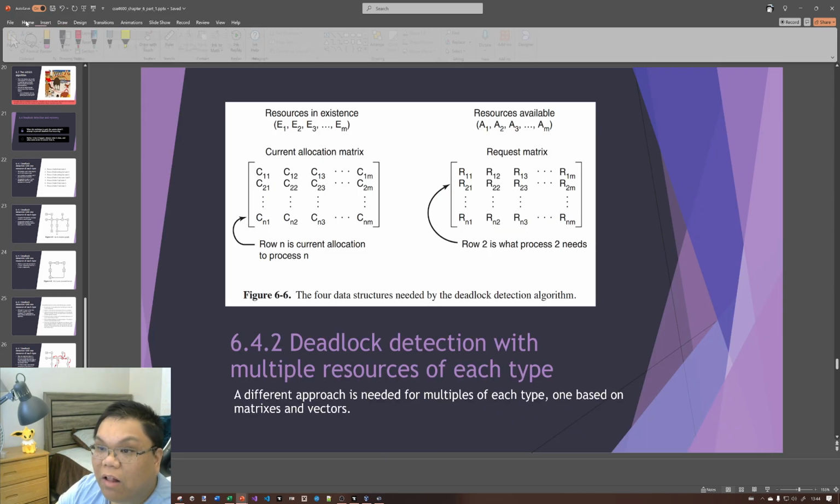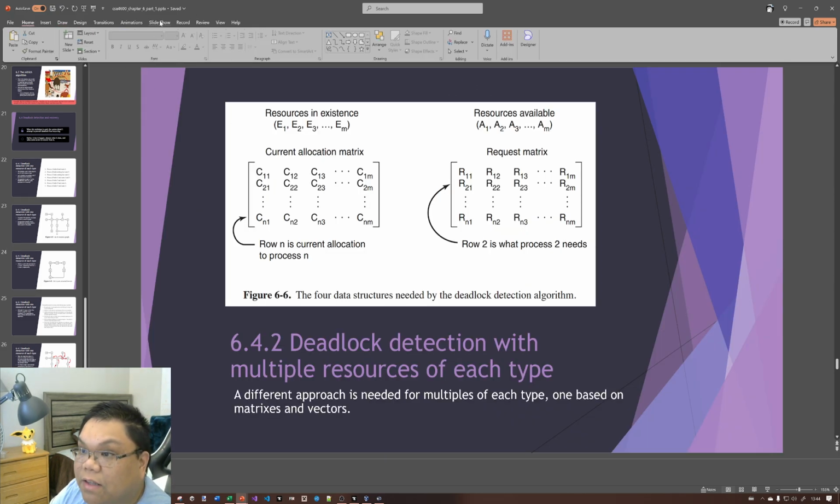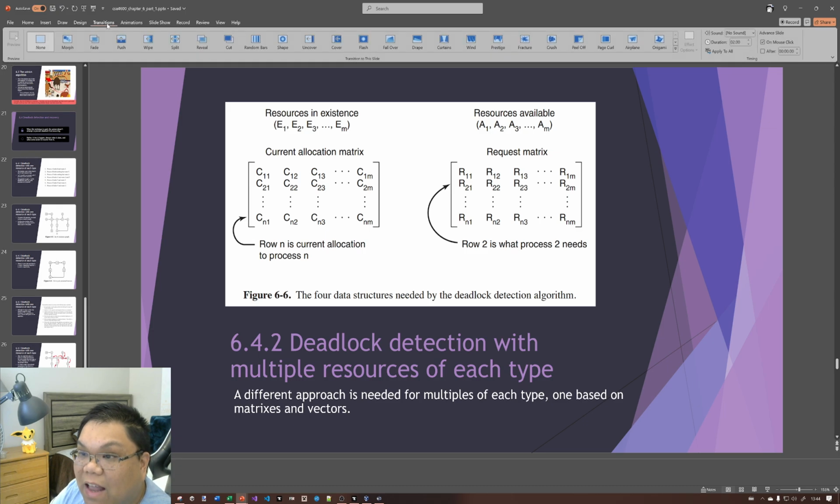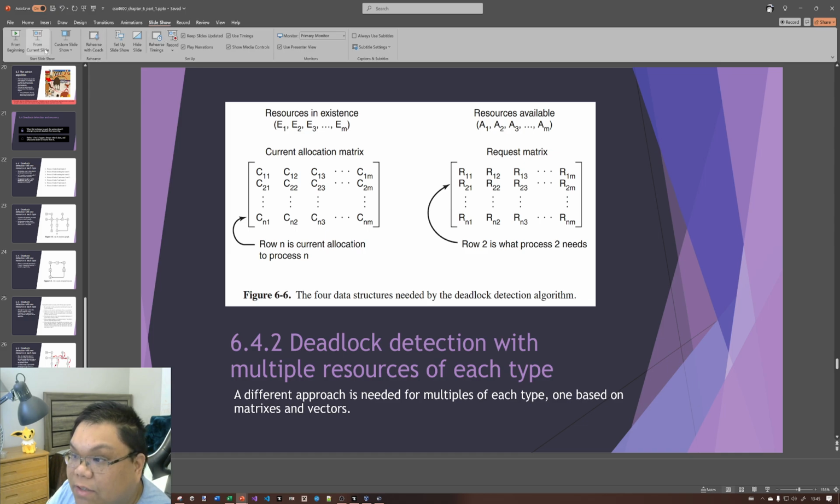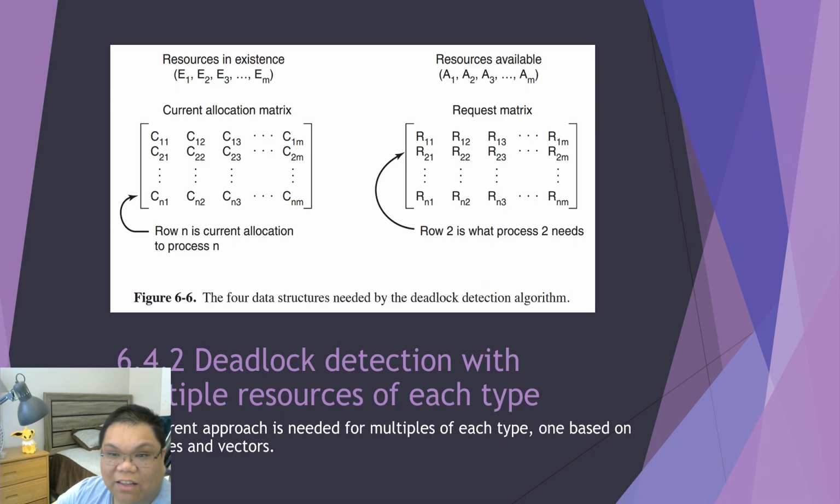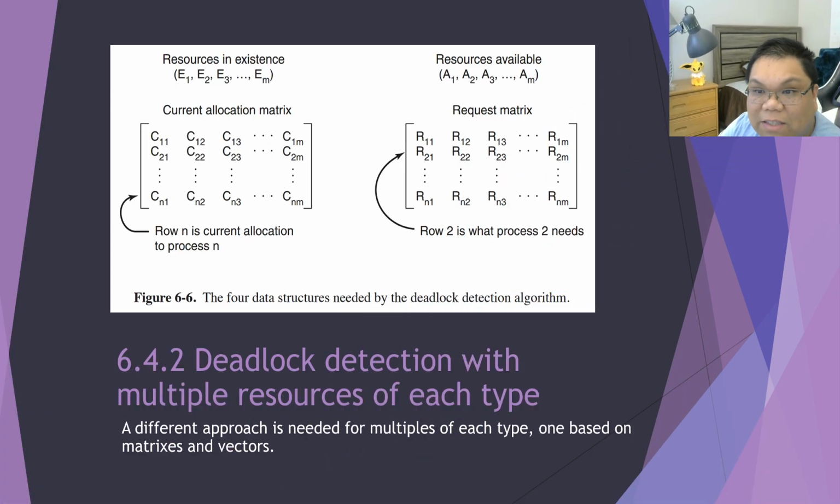If we have multiples of resources, then things get a bit more complicated because now we have to keep track of things using matrices and vectors. So this is where it gets a little bit more complicated, but I'll do my best to explain what's going on here. We need a different approach for multiples of each resource type.